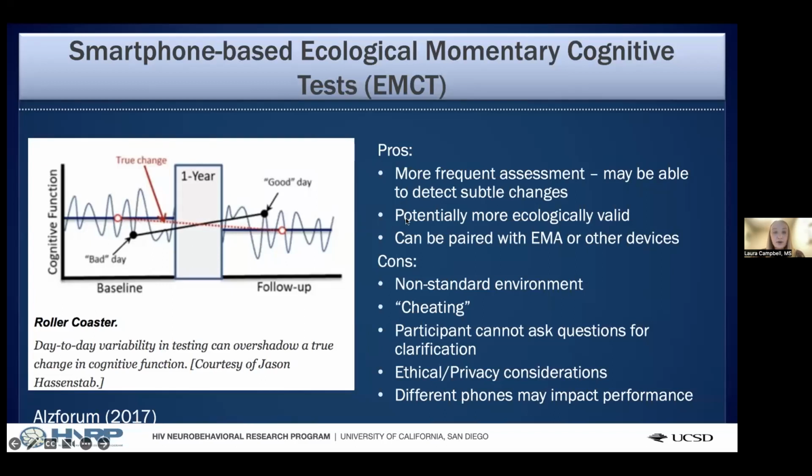There are a number of other pros to this approach. This approach could be potentially more ecologically valid. I think many of us know that many of our neuropsych tests don't always correlate well with everyday functioning for a number of different reasons. And everyday functioning is very complex to measure, and there's a lot that goes into it. But because these are taken in a participant's everyday environment, they potentially could be more ecologically valid. And what I'm going to mainly focus on today is how ecological momentary cognitive testing can be paired with other devices to start to look at dynamic associations. There are some cons that I've listed here. There are going to be cons with every sort of technology, from taking it in a non-standard environment to ethical and privacy considerations. But overall, I think the pros outweigh the cons.